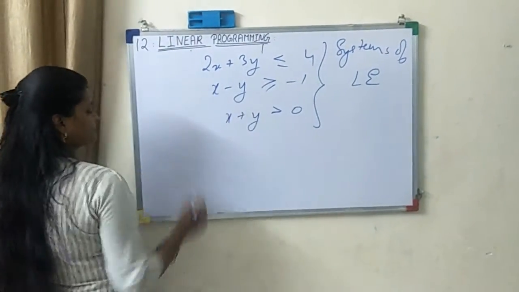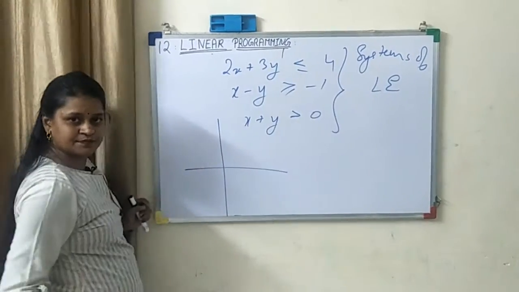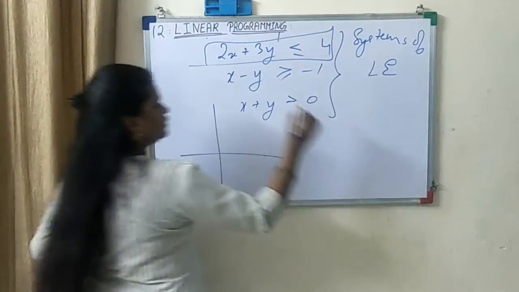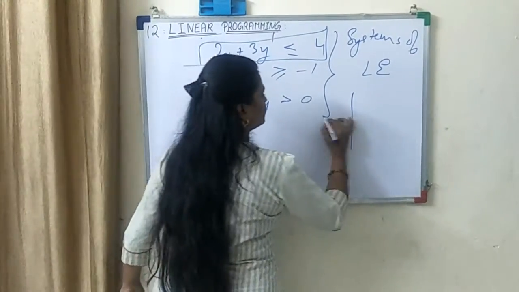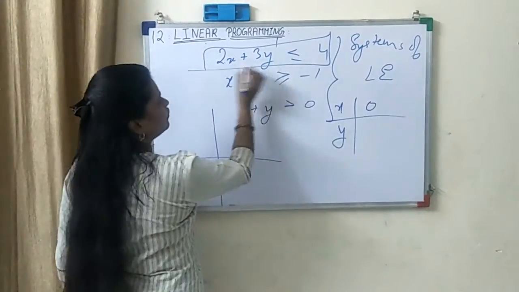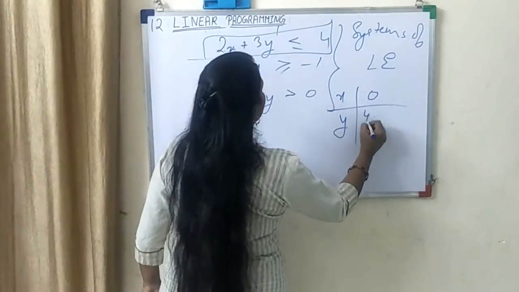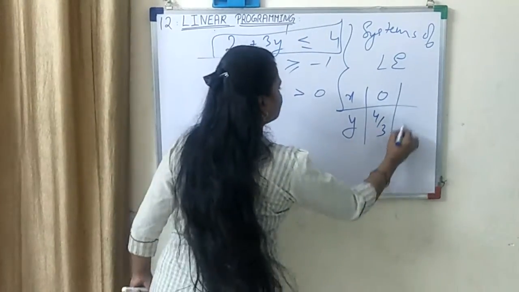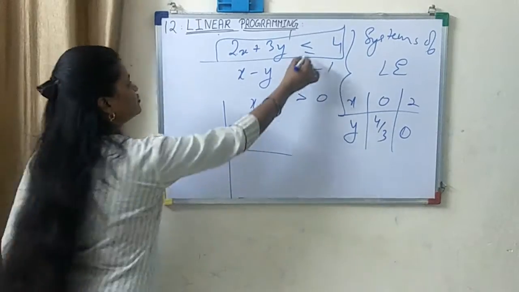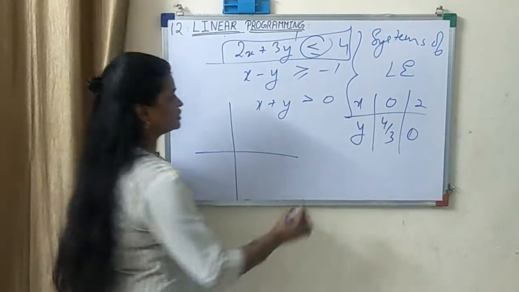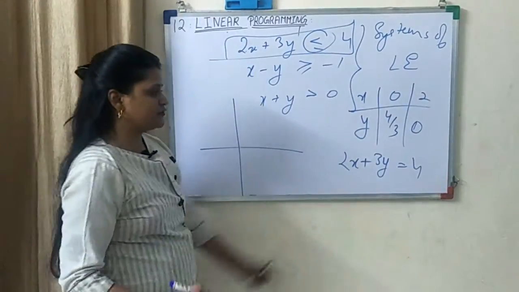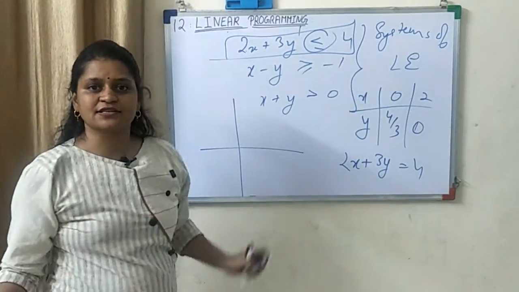You have studied how to plot the lines. You should know how to draw the lines of it. So quickly revise it. If I put x and y, two variables are there. If I put x equals 0, my y value is 4/3. If I put y equals 0, x will be equal to 2. So the basic thing is, first you convert the inequality into an equality and plot these points. Once you get these coordinates, our task is completed.